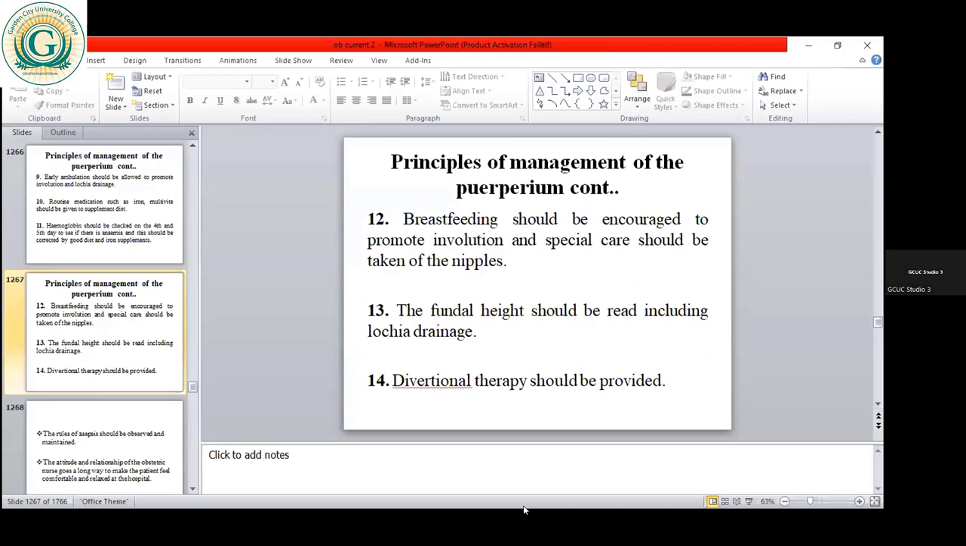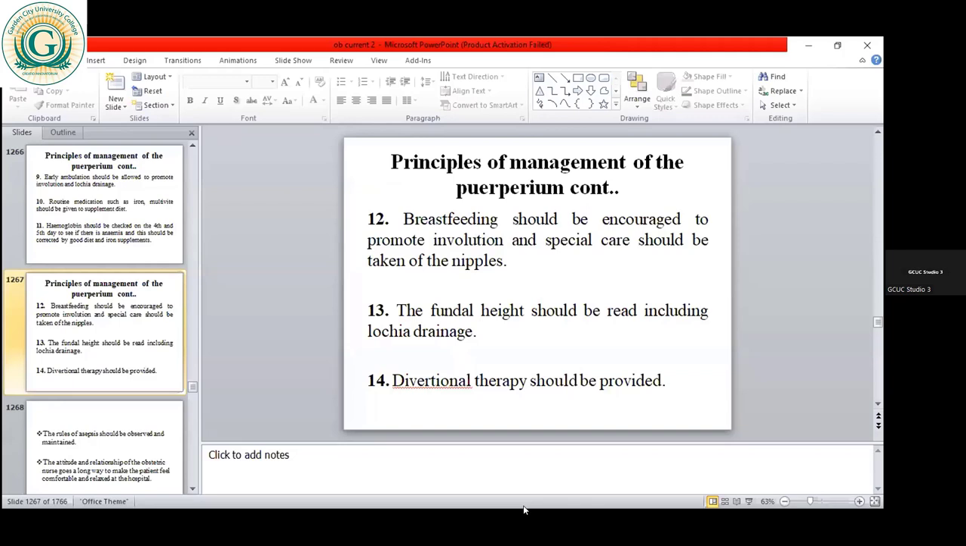And special care should be taken of the nipples. Check the nipples. Are they correct nipples? Some mothers have correct ones, but some mothers don't. Some have invaginated nipples, some have cracked nipples, some have long nipples. Check whether the woman has correct nipples. Then keep on checking fundal height and observing the lochia.